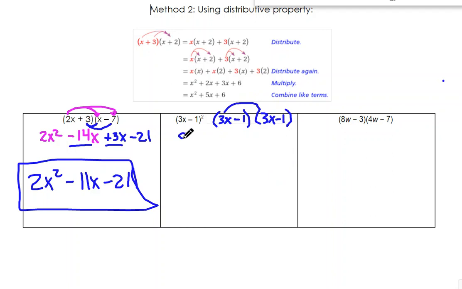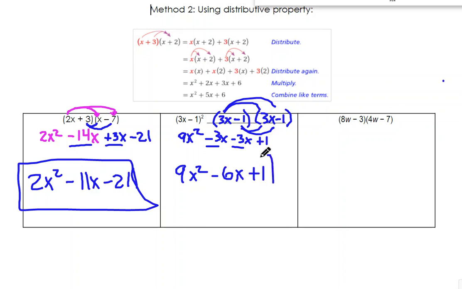3x times 3x will give me 9x squared. 3x times negative 1 will give me negative 3x. Negative 1 times 3x would be negative 3x. Negative 1 times a negative 1 will give me a positive 1. And then I can combine my like terms, which are right there in the middle. 9x squared can't be combined. Negative 3 minus 3 would be negative 6x. This 1, I can't combine anything, so it just brings down plus 1. And that's my answer. All right, so there's 2 ways you can do it.